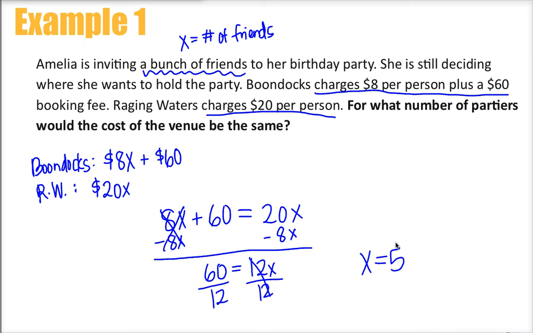So that means when I invite, remember x represents the number of friends, so when I invite 5 friends, that means it would cost the same amount of money to go to Boondocks or go to Raging Waters. So the solution is x equals 5.